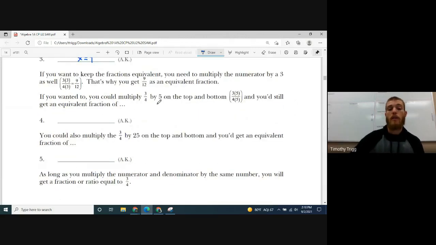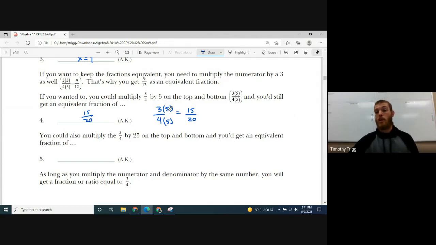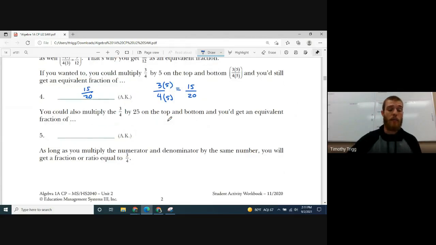What they want to point out here is that if you have any fraction, let's say 3/4 in this case, as long as you multiply the top and the bottom by the same number, you will always get an equivalent fraction. So if we multiply, in this case, both top and bottom by 5, you will get 15/20. And this is still equal to 3/4. So it's an equivalent fraction. We could have multiplied top and bottom by anything and gotten an equivalent fraction.